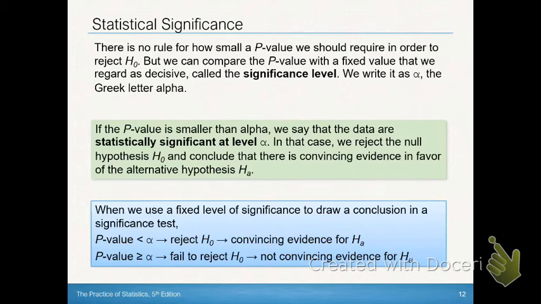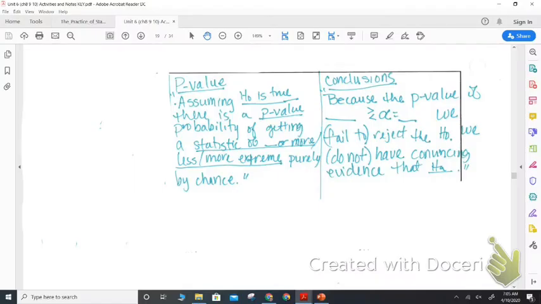Now I want to give you just a bit more information here. You're used to these kind of sentence structures that I've given you in the past. Here are two more in terms of how you're going to end up writing a conclusion for your significance tests. So first you're going to interpret what the p-value means. And when you're interpreting a p-value, you're going to use this structure. You're going to say, assuming that the null hypothesis is true, there is a p-value probability of getting a statistic of whatever, or more, or less, or more extreme, purely by chance.